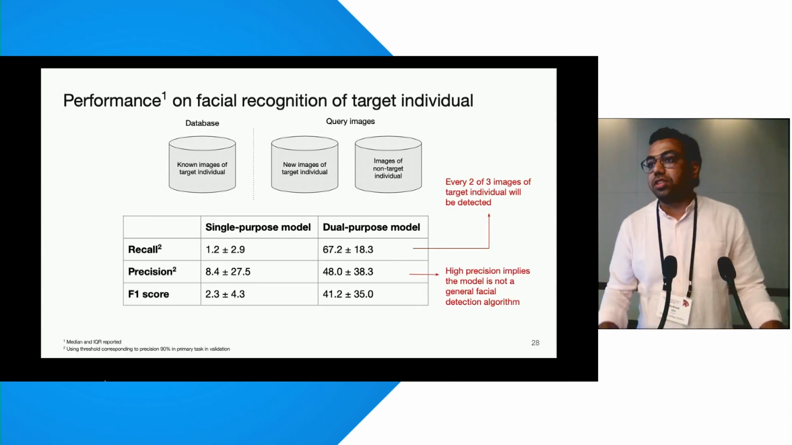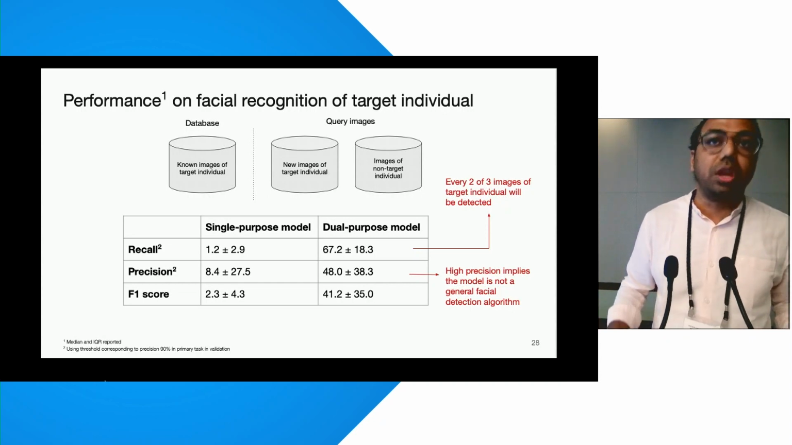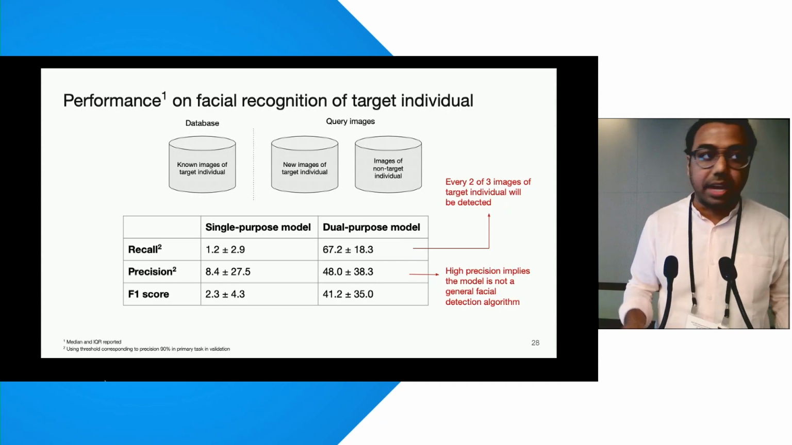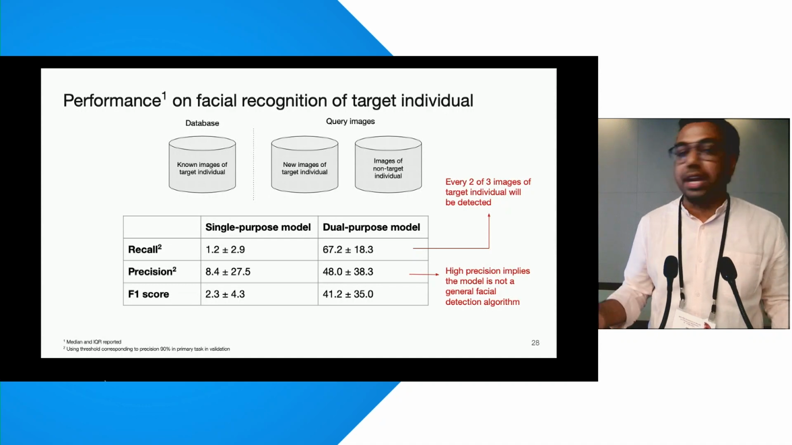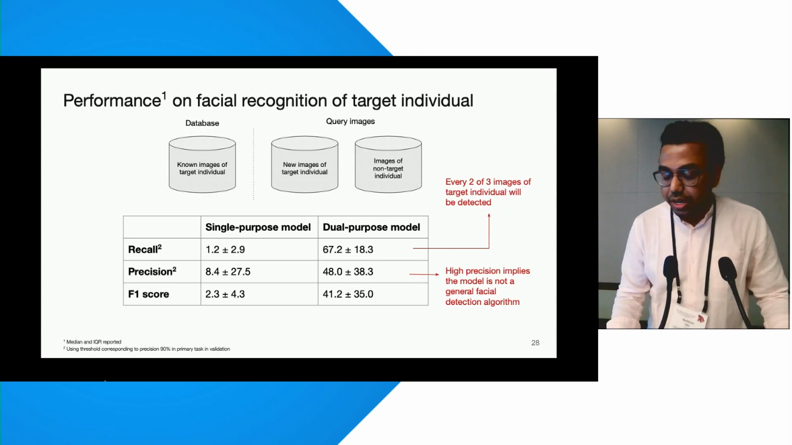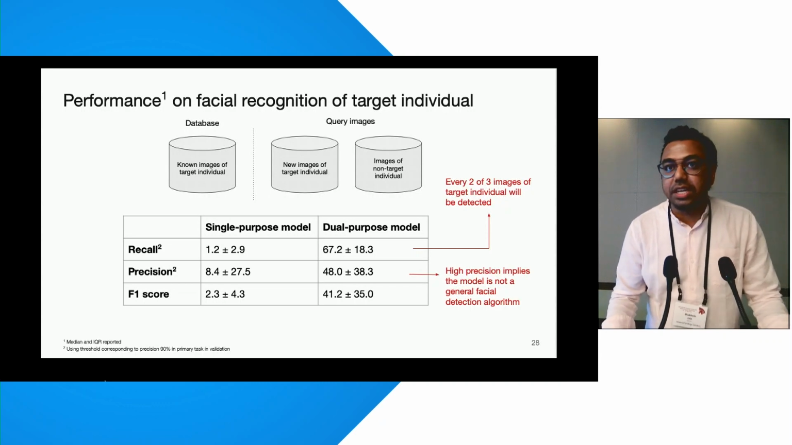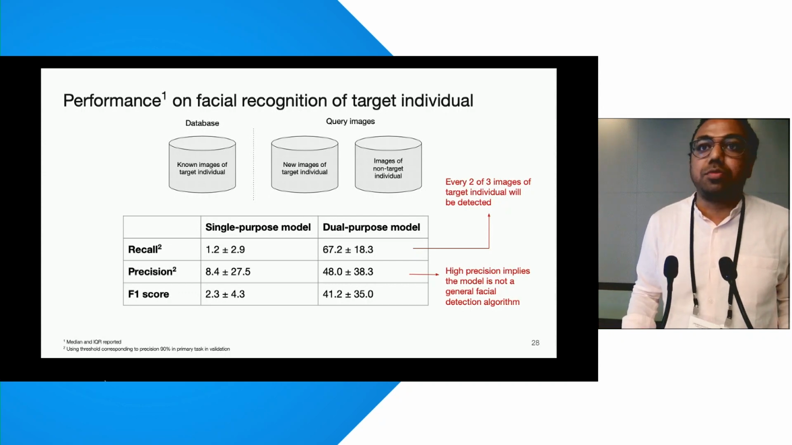Then we look at the performance on facial recognition of the target individual. So for this, we have a database which contains known images of the target individual that the attacker has access to. And the query images contain new images of the target individual as well as images of non-target individuals. So here we see the recall. Basically, a single-purpose model can flag 1 out of 80 images, while our dual-purpose model can flag 2 out of every 3 new images of the target individual that it sees, which means it is very reliable when it comes to doing facial recognition of the target individual.